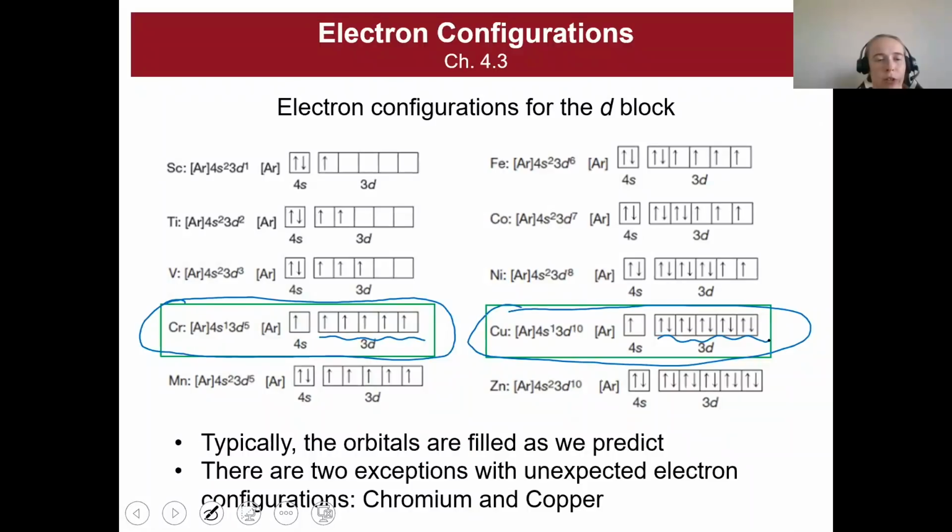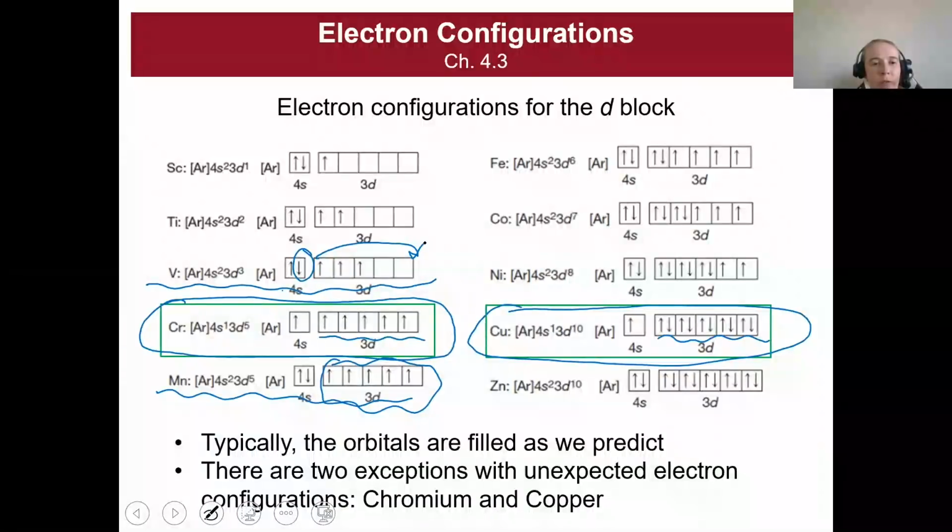So, for example, vanadium is written as predicted. We've got 4s2, 3d3, and then manganese on the other side of chromium is 4s2, 3d5. But this 3d5 subshell is very stable when it's half filled. So stable that we promote one of the 4s electrons into the 3d subshell when we form chromium.